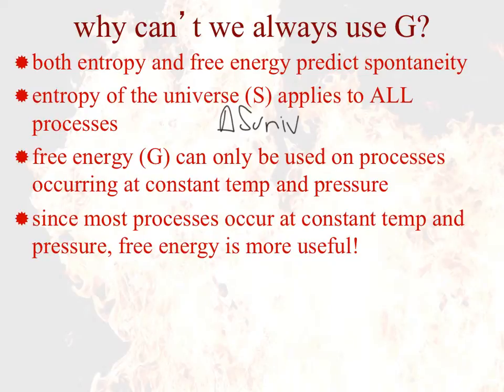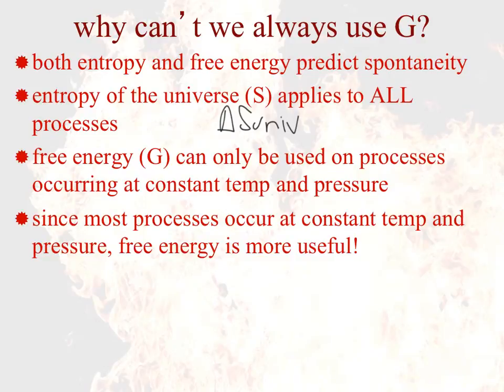and can subsequently sometimes be difficult to nail down because of the variables being considered. Free energy, on the other hand, can only be used on processes that are occurring at constant temperature and pressure. Since most processes that we observe or pay attention to occur at a constant temperature and a constant pressure, the free energy is easier for us to calculate, and subsequently ends up being the more useful of the two with respect to predicting spontaneity.